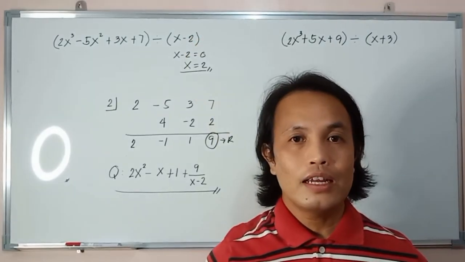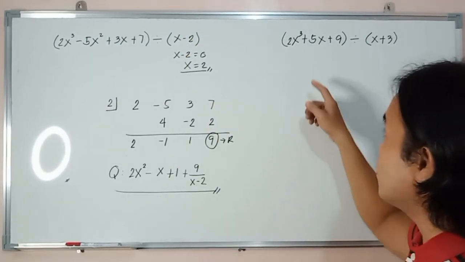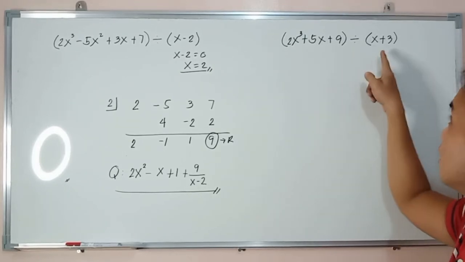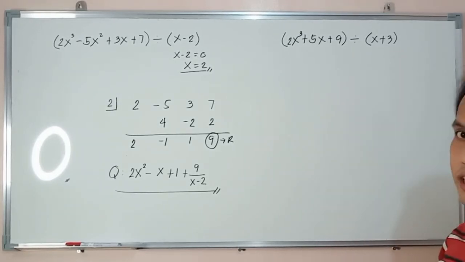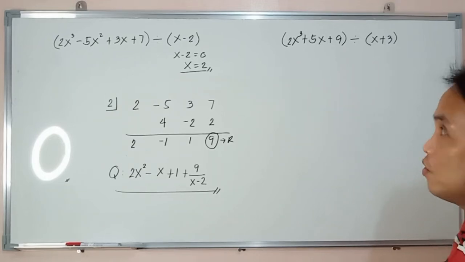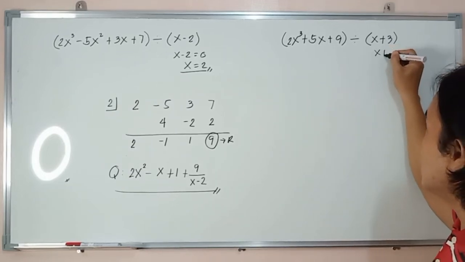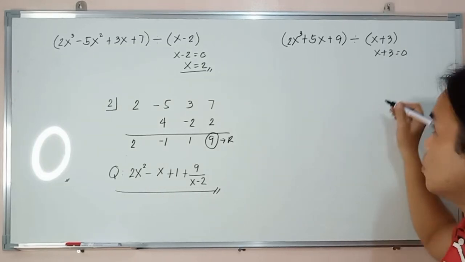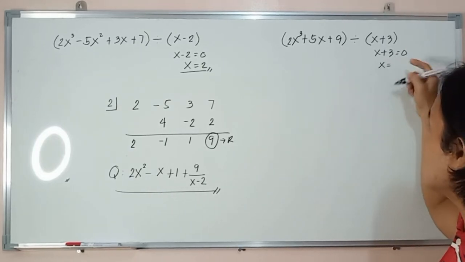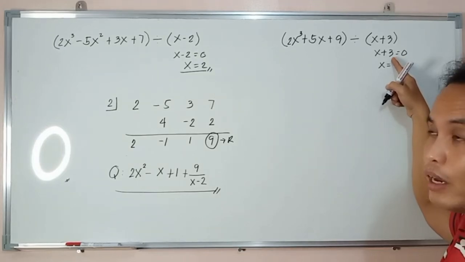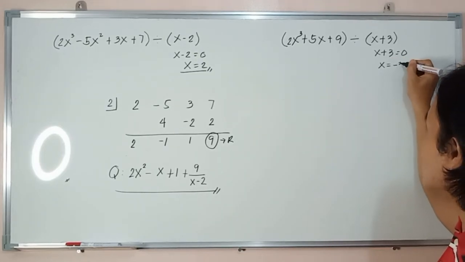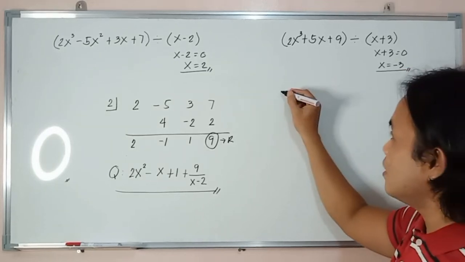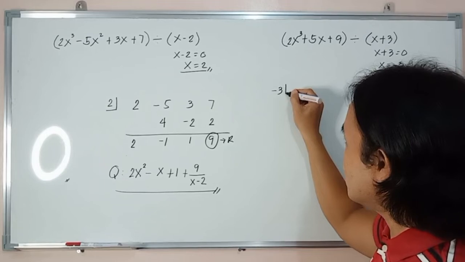So let us try this second example. We have 2x cubed plus 5x plus 9 divided by x plus 3. So the same, we equate the divisor to 0, so that is x plus 3 equals 0, and solve for x, so that is x equals, this is the subtraction property of equality, so that becomes x equals negative 3. Then we write negative 3 like this.